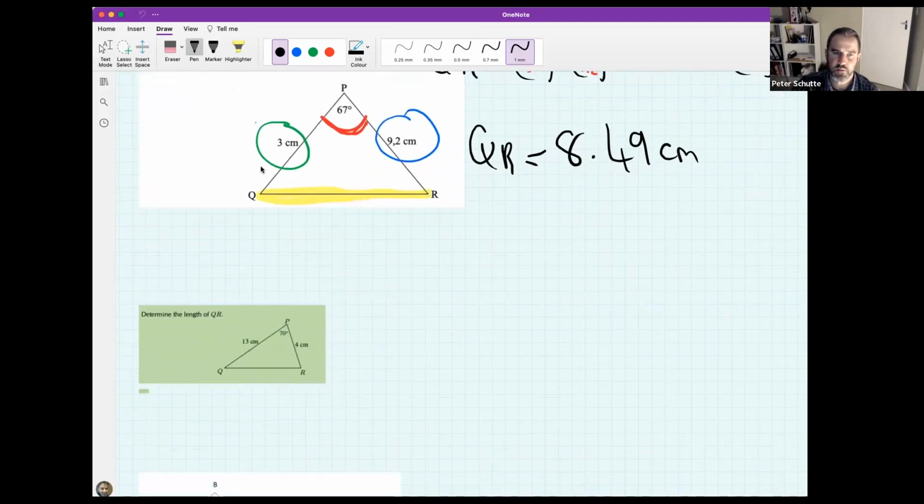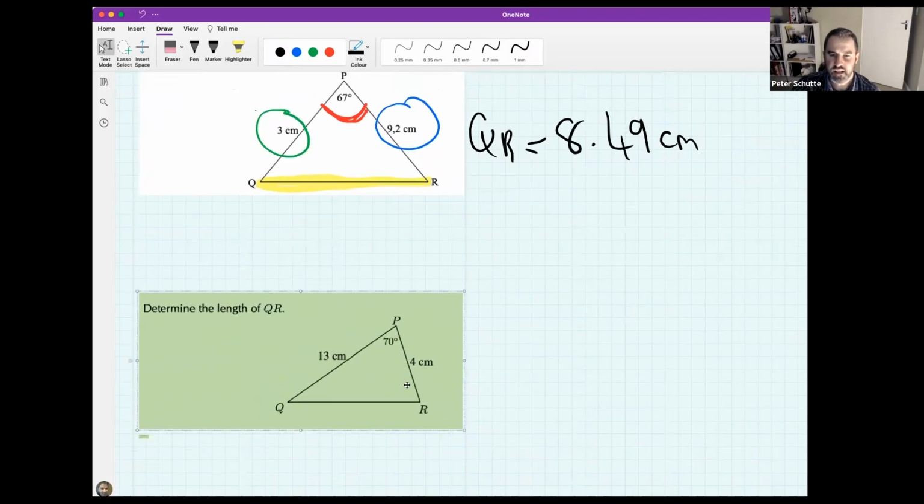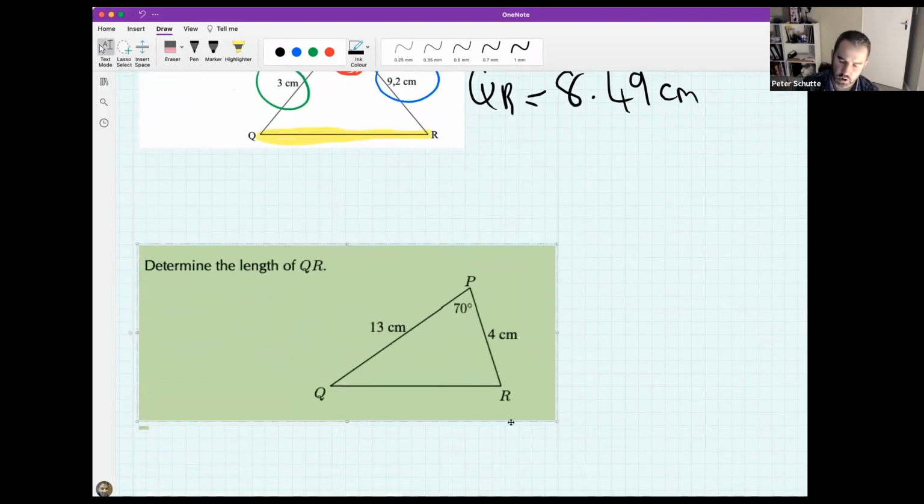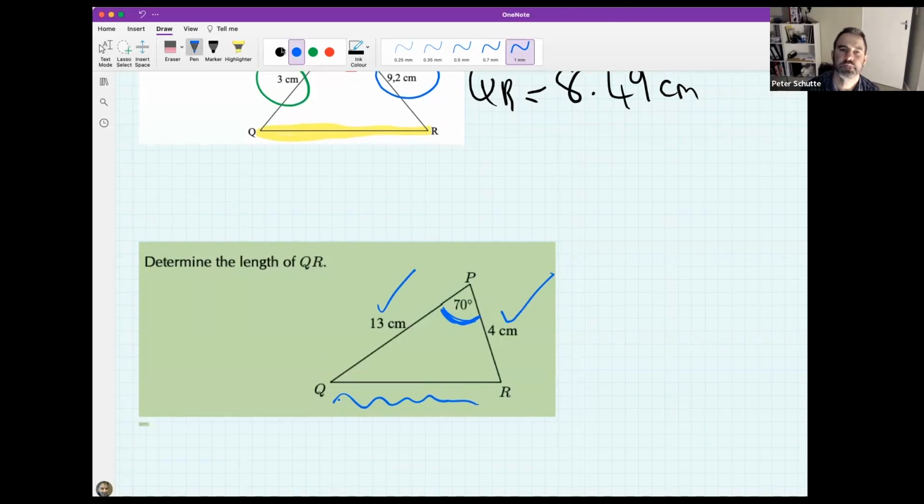How about we do one more, just checking that we know how to use it, and then we can move on. Find me the length of QR for this thing over here. And again, the good news is we have the right situation for the cos rule. We have two sides and the angle in between those two sides, and that is what the cos rule is suited to solving. What do you think QR is going to be equal to?